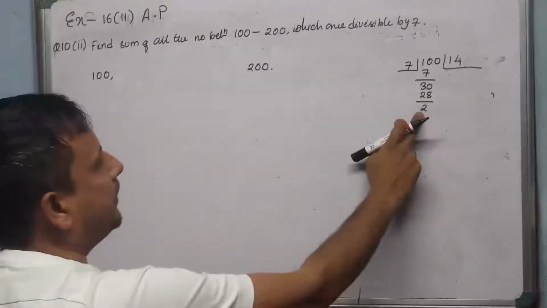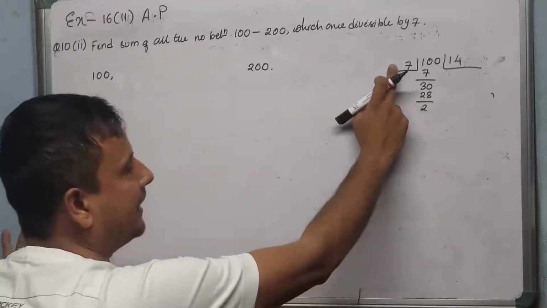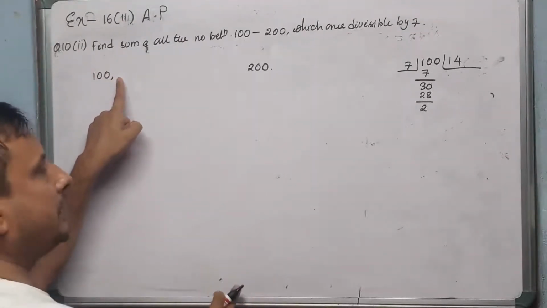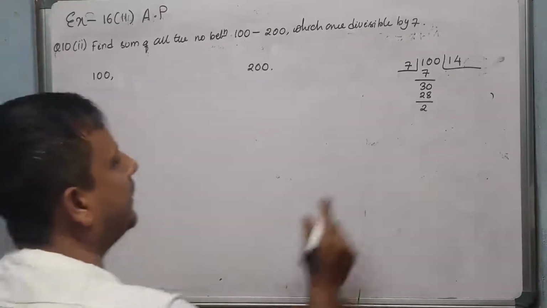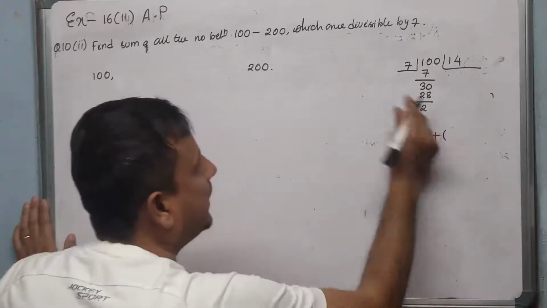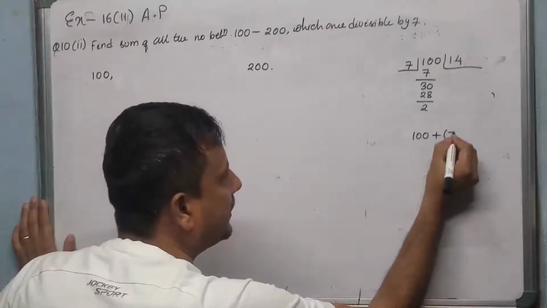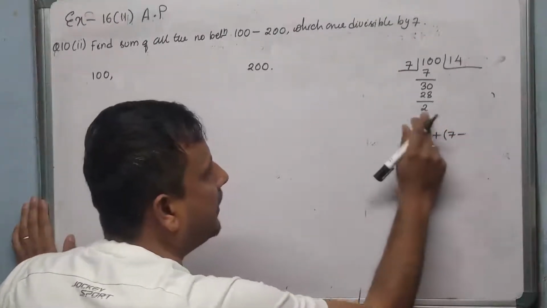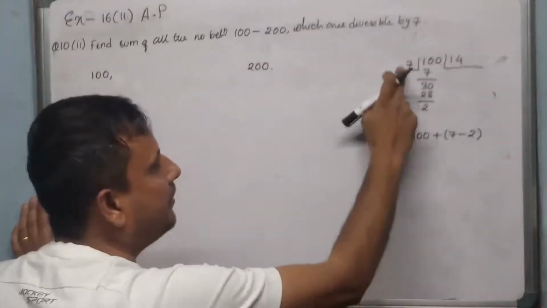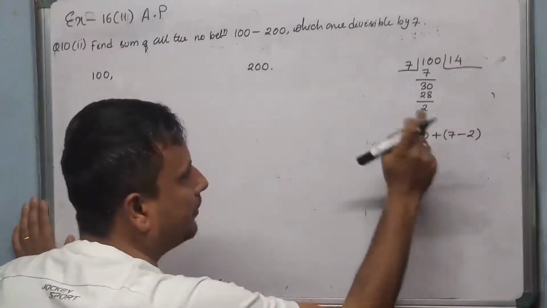Now in this case, the remainder is 2, dividend is 7. To calculate the next number after 100 which is divisible by 7, this is the method: 100 plus the dividend, which is 7, minus the remainder, which is 2. 100 plus dividend minus remainder, this is the method.